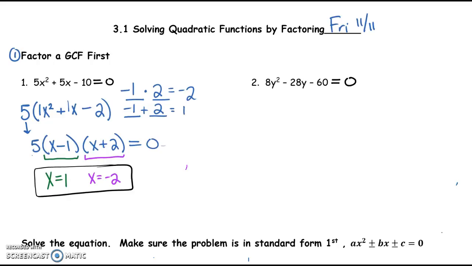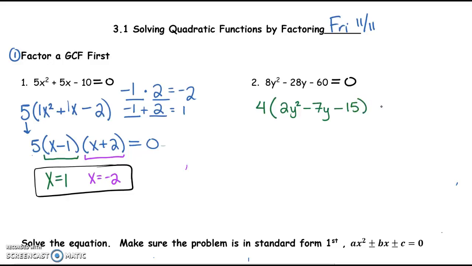First thing that you should always check from this point onward is, do the terms have anything in common that we could pull outside of the parentheses first? Looks like 4. 8y squared divided by 4 is 2y squared. Negative 28y divided by 4 is negative 7y. And negative 60 divided by 4 is negative 15.